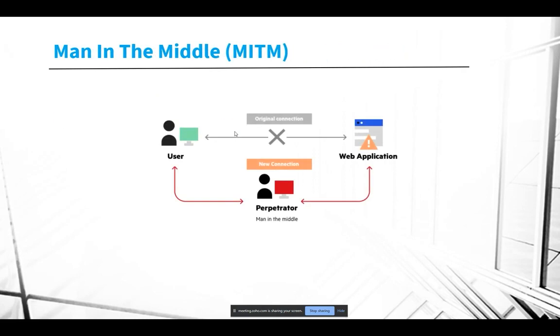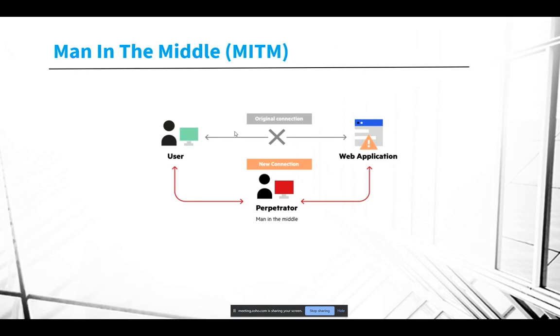Okay, so when we say man in the middle, it is very straightforward. We are saying there is a man in the middle. There is a user, there is an application, and you are accessing the data over the APIs. But there can be a proprietor, or the man in the middle, which is acting as a proxy, listening to the conversation between the user and the web application.